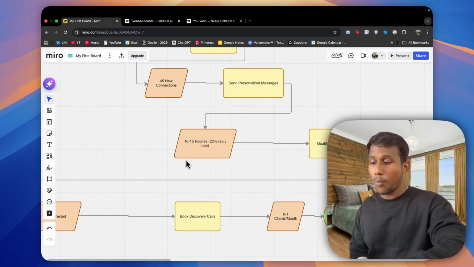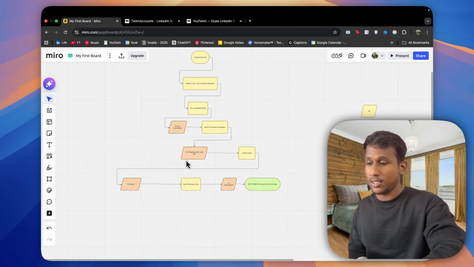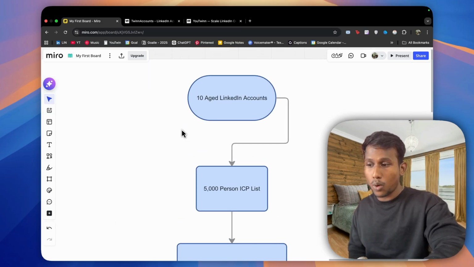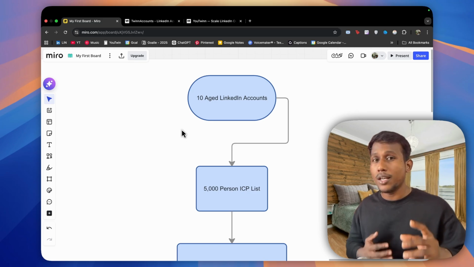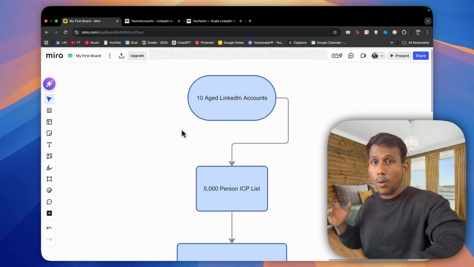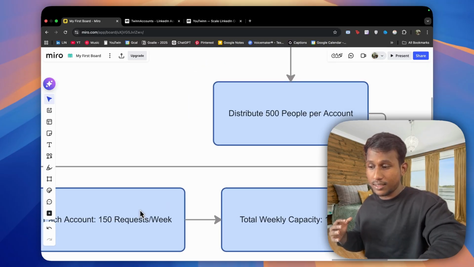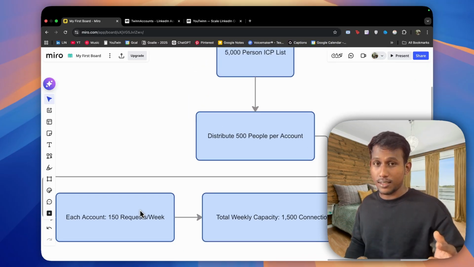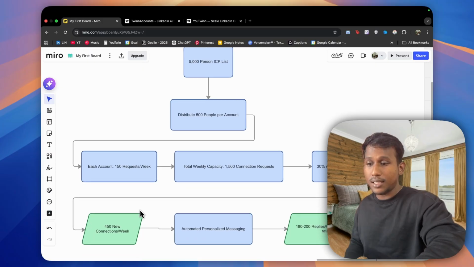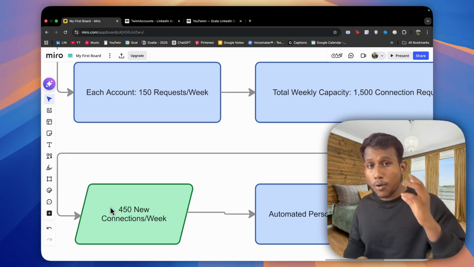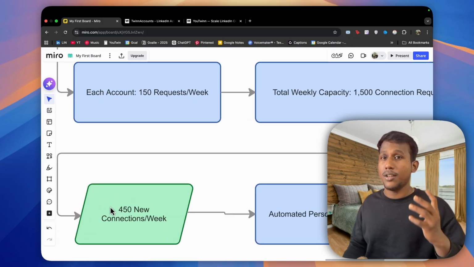So let's see how people have started doing LinkedIn outreach these days. Let's say instead of just one account, you found a way and rented 10 accounts, and suddenly all the metrics that you had are multiplied by 10. Instead of 150 connections, suddenly you have 1500 connections that you can send out, and with the same 30% acceptance rate, you have around 450 people that you can send your first message to.